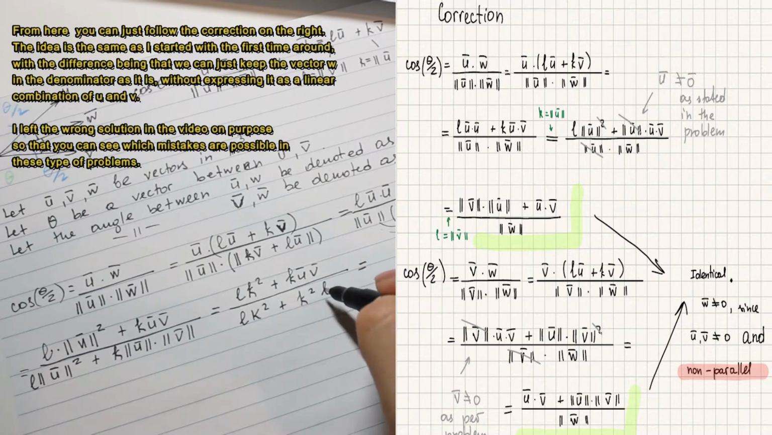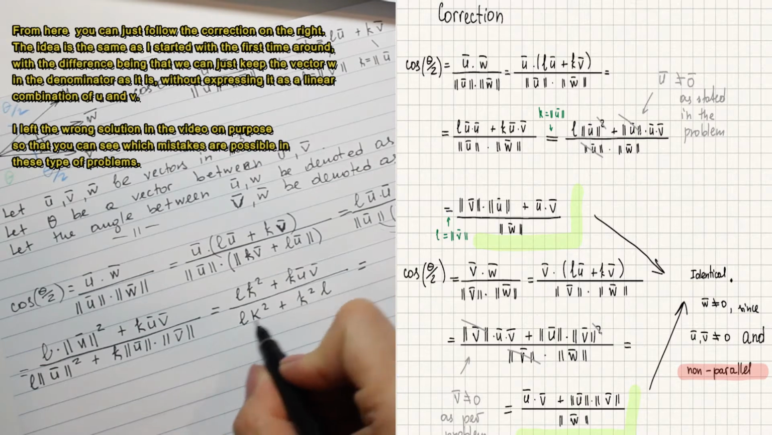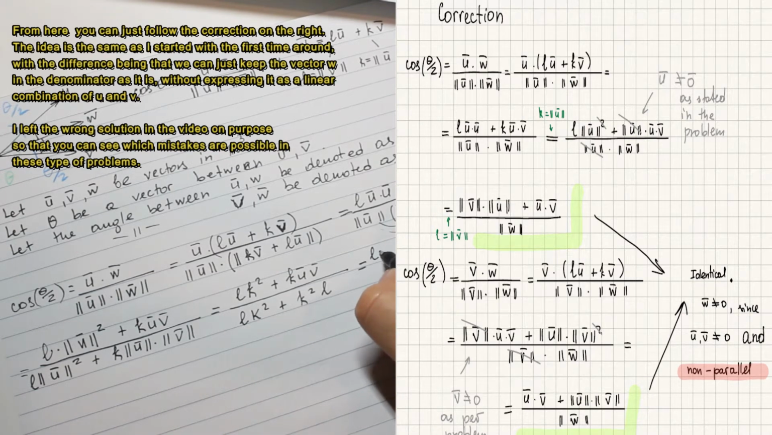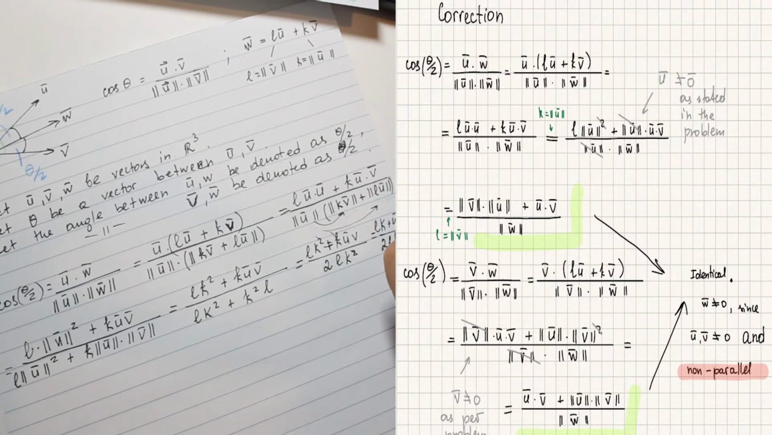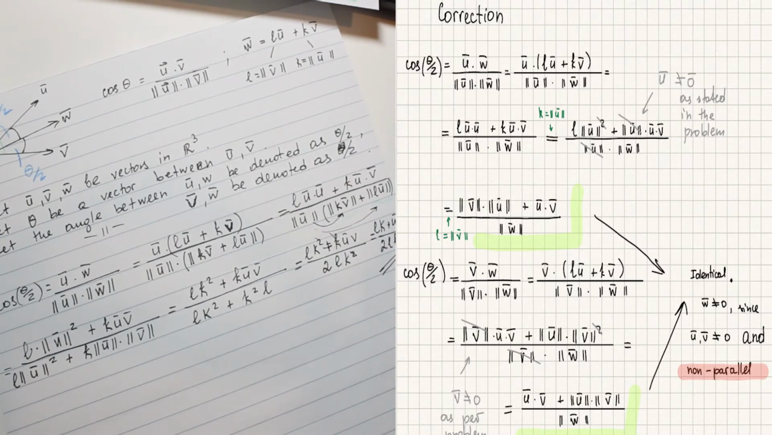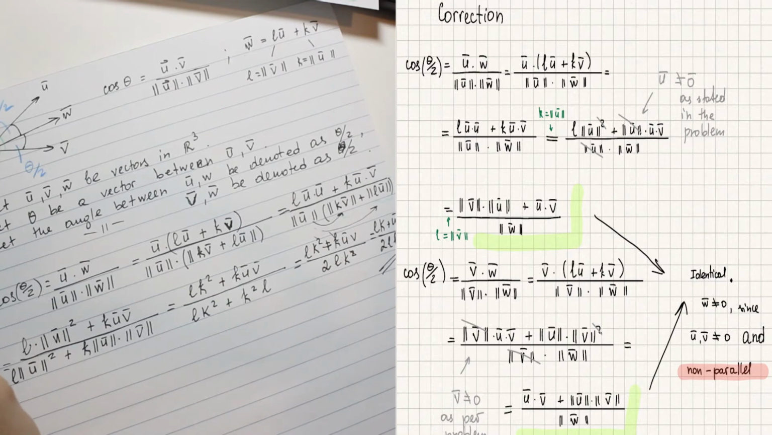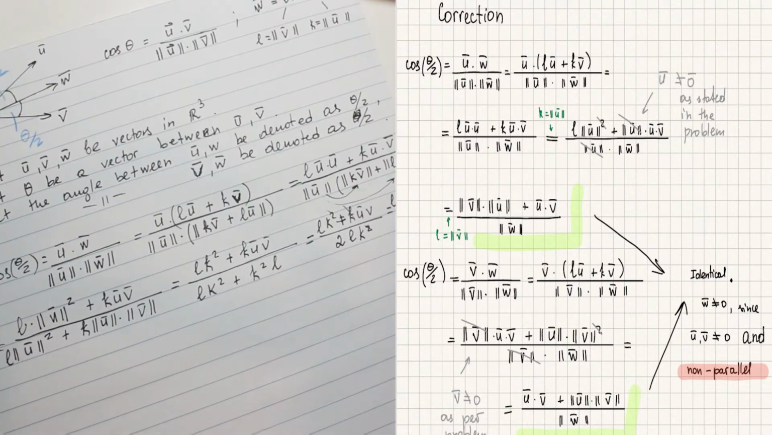Now what we can do here, we can cancel one K from each. Oh, no, wait, this can be combined before we do that. So now we can cancel some K's here. This goes, this goes, this goes. And so we have L times K plus u times v over 2LK. So this is our answer. This is what we've got for the angle theta over 2 between u and w.